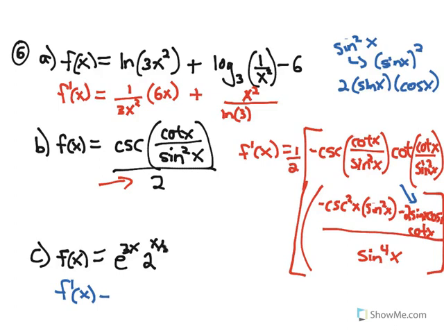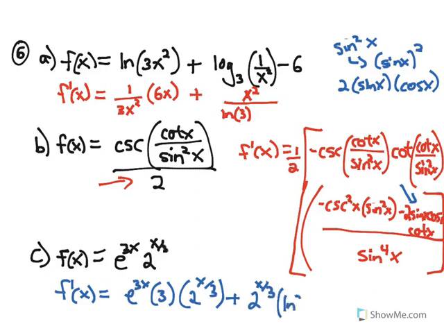Last one's easy. F prime of x is just a product rule. We're going to do e to the 3x. Anytime you have an exponential, you multiply by the derivative of the exponent times the second, so 2 to the x over 3, plus the derivative of the second, which is, you rewrite the exponent, 2 to the x over 3, times ln of 2, the base, times the derivative of the exponent, which is 1/3, times the first to end out the product rule.